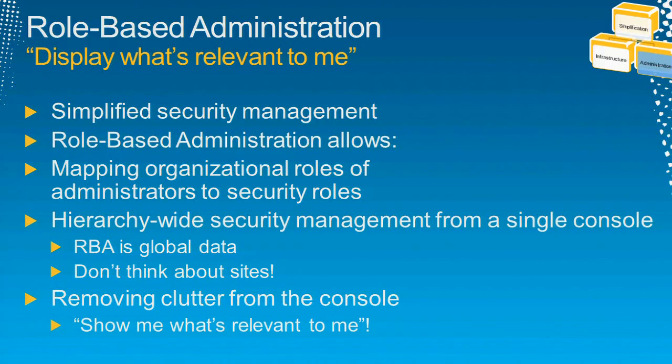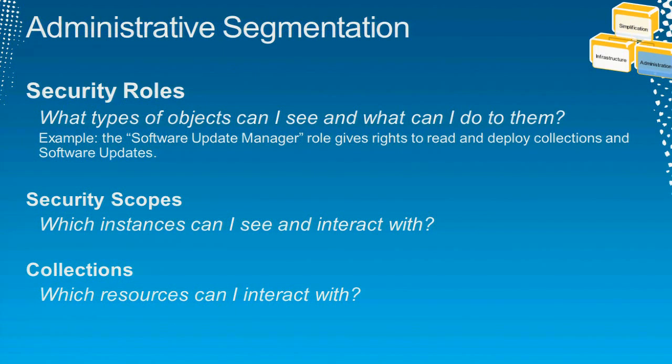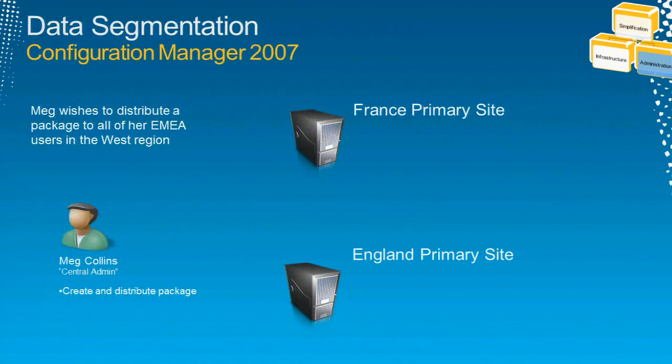So we're trying to get a little bit away from the site thinking. The console does what's called "show me what's relevant to me," show me what I should have access to. Let's go show you what that is. So security roles: what things can I do, what actions can I perform? Scopes are what instances can I see and interact with, and collections, who can I see?